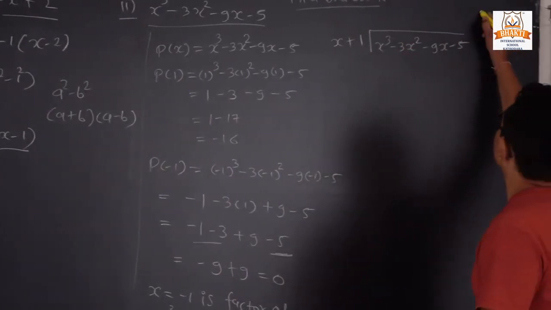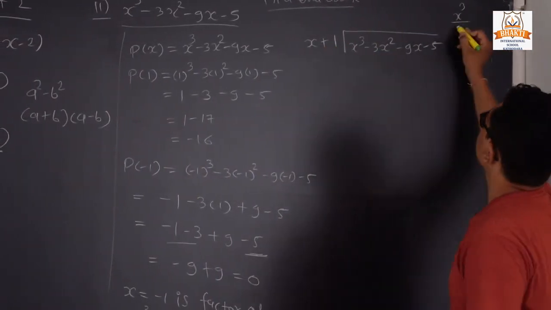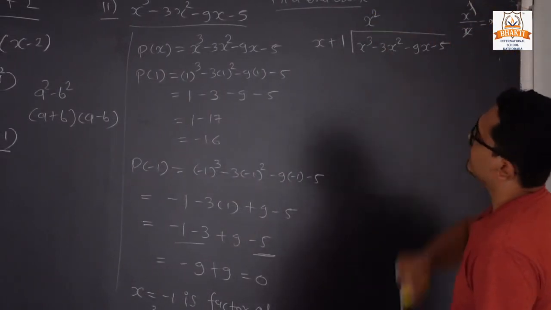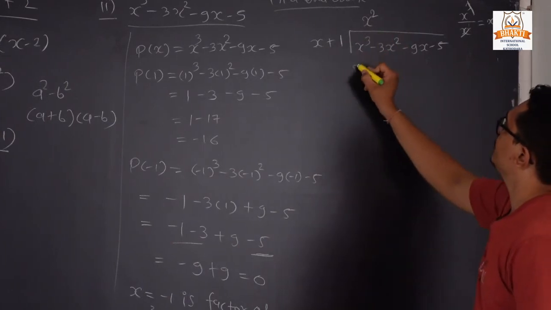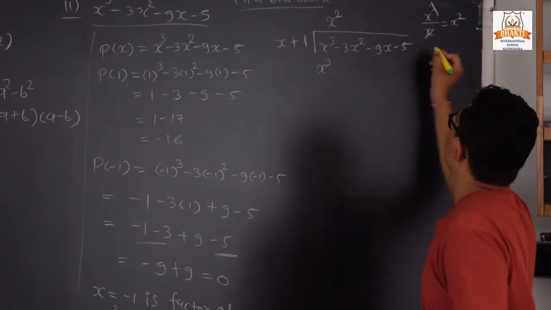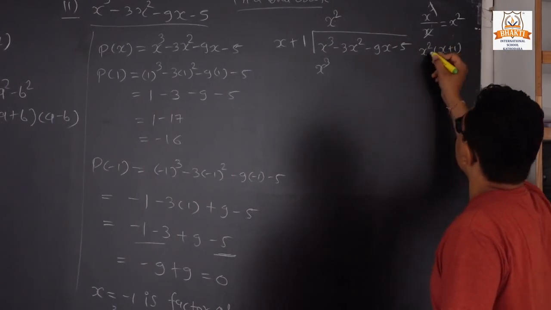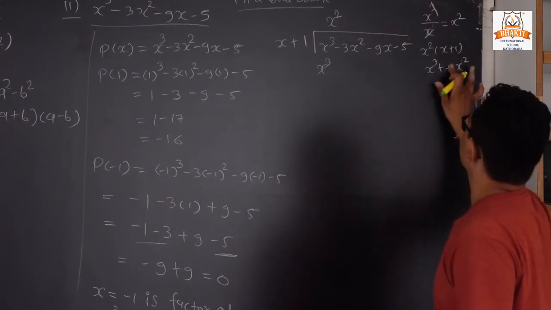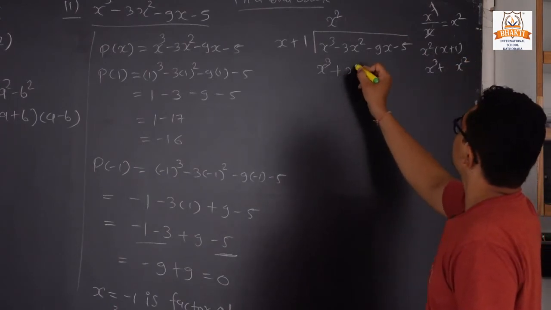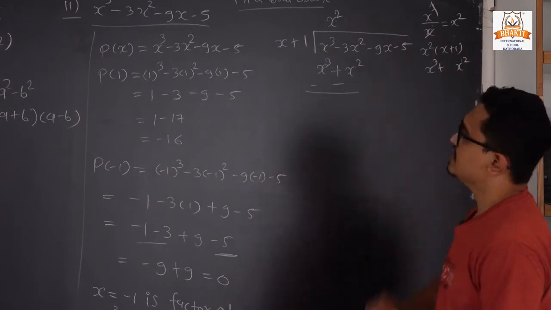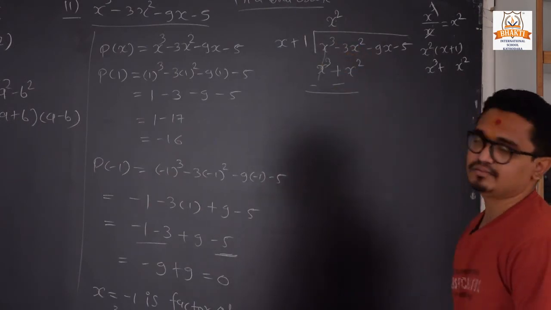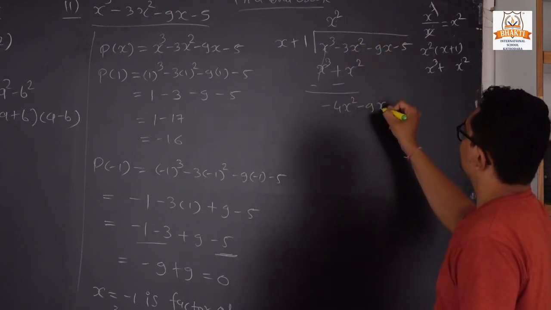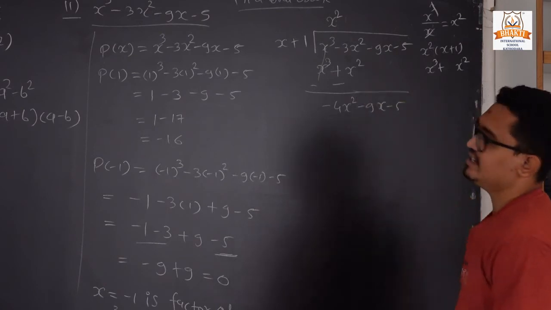So x cube is divided by x. What can we get here? X square, because here we have an x square. Now x square is multiplied with both. So x cube, because x square into x is x cube, and x square into 1 is x square. So x cube plus x square. Now the sign will be changed. So these both are cut. Minus minus plus, and the last two, 9x and 5, will remain the same.